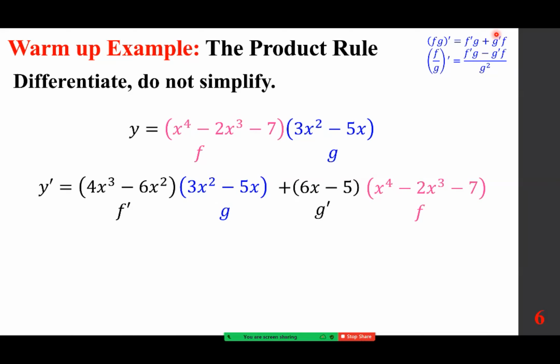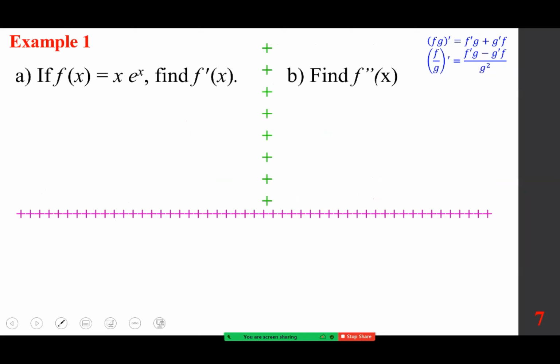And now we are going to look at examples with details. For example, if this function is x times e to the power of x, we want to find the first derivative as well as the second derivative. So I'm going to put a raised dot in between.